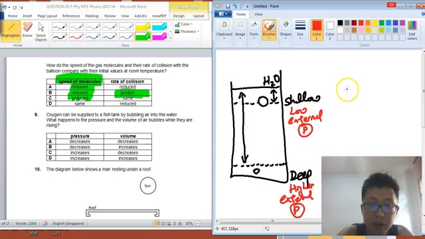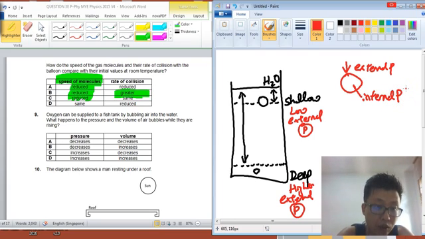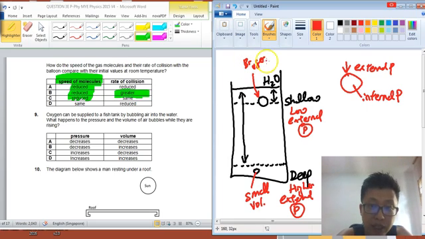And you have learned that if, let's say, you have a balloon, or in this case an air bubble, the size of the air bubble is determined by the external pressure and the internal pressure. So because of that, when you are deeper in the water, the external pressure is higher. Therefore, your bubble will be small in size. And when you are at shallow water, your bubble will be bigger in size.